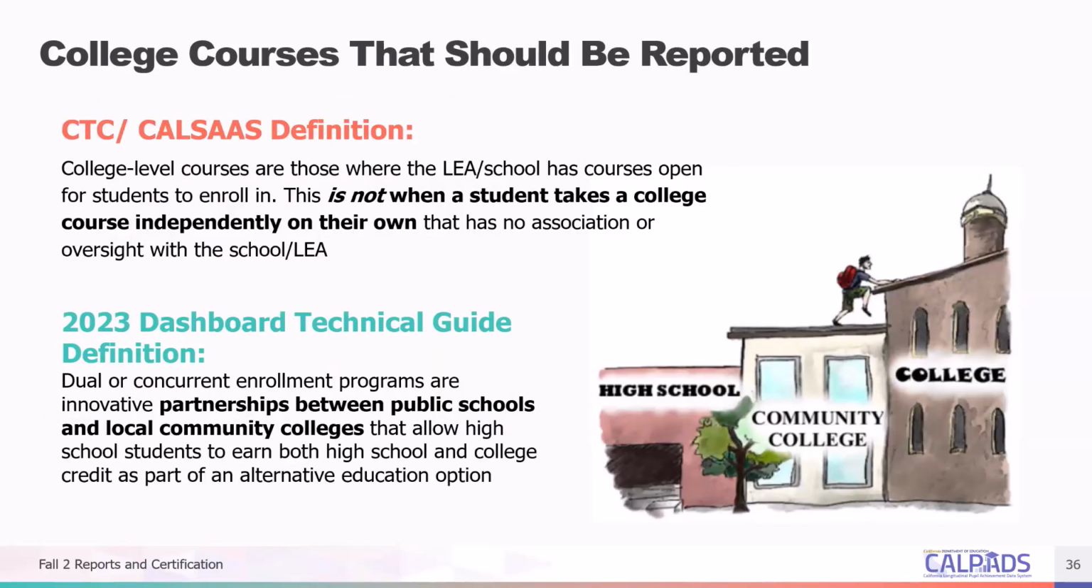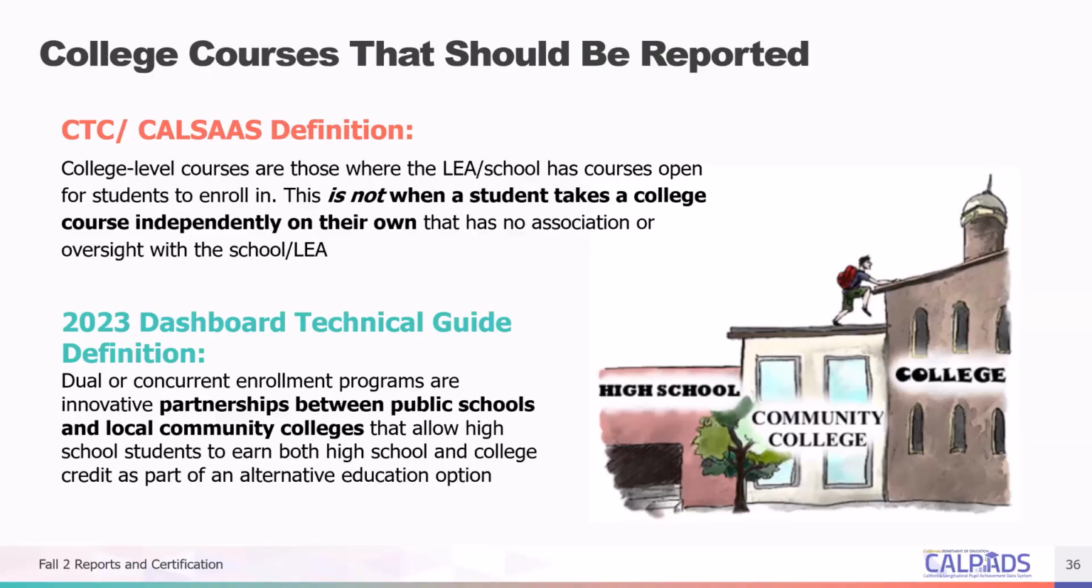So this is more for end of year, but it also is relevant because CTC has a definition. So the college courses that should be reported are college level courses that students are open to enroll in through the LEA. This is not when a student takes a college course independently on their own or a course that has no association or oversight with the school. So the student enrolls at a community college over the summer or is taking night classes and it's not through your LEA, it should not be reported.